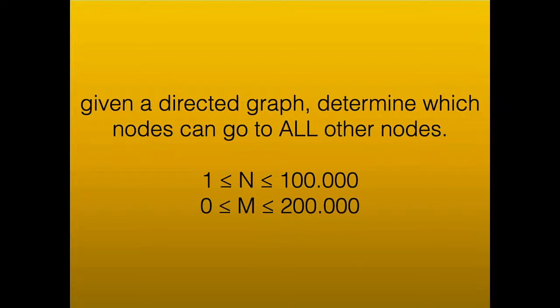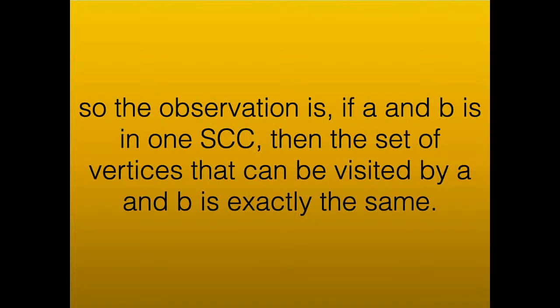So you run DFS only from that node. Yeah. And then you choose any node from that strongly connected component and see if you can reach all nodes. Okay. And if it can, then all nodes in that strongly connected component are the answer, right? So if A and B are in one strongly connected component, then the set of reachable vertices from these two nodes are actually the same.